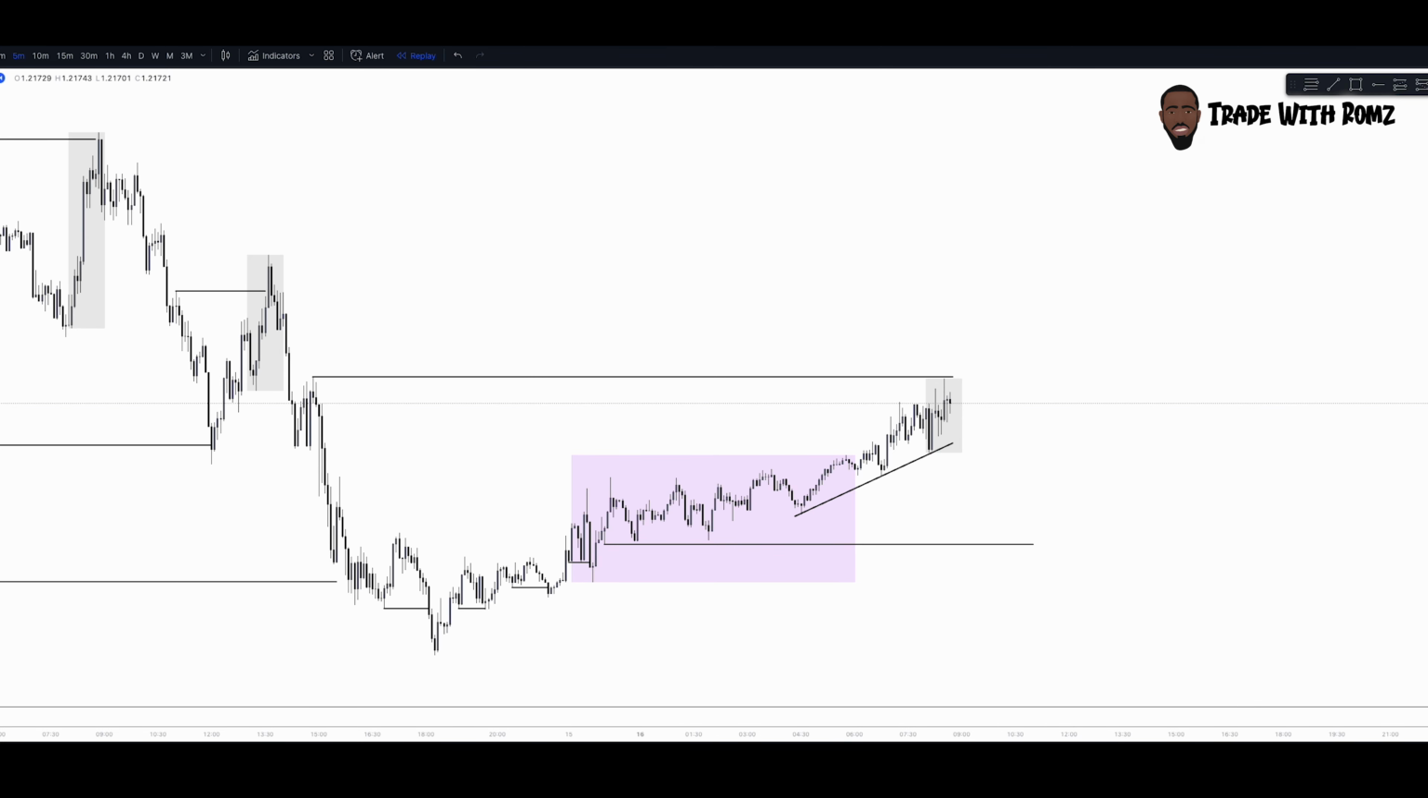So what I was looking for basically was price to do this. I wanted price to go, let's get the right tool for this one, I wanted price to go up, down, mitigate, down. That's what I was looking for on that day, right? And that's exactly what we got. But let me break this down a little bit further for you. So in regards to my entry, I'm going to go down to the 1 minute.